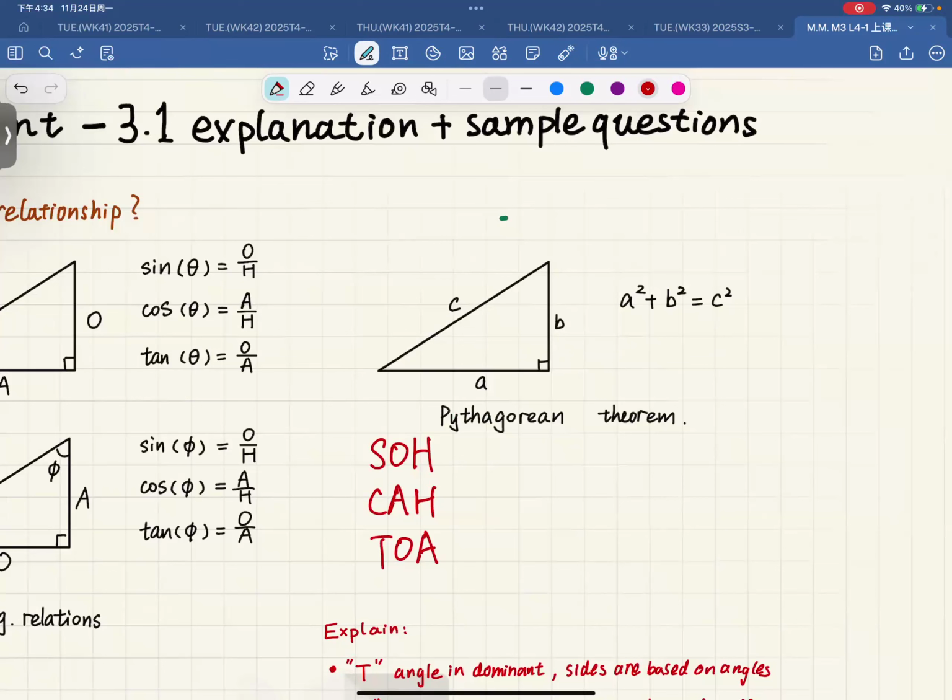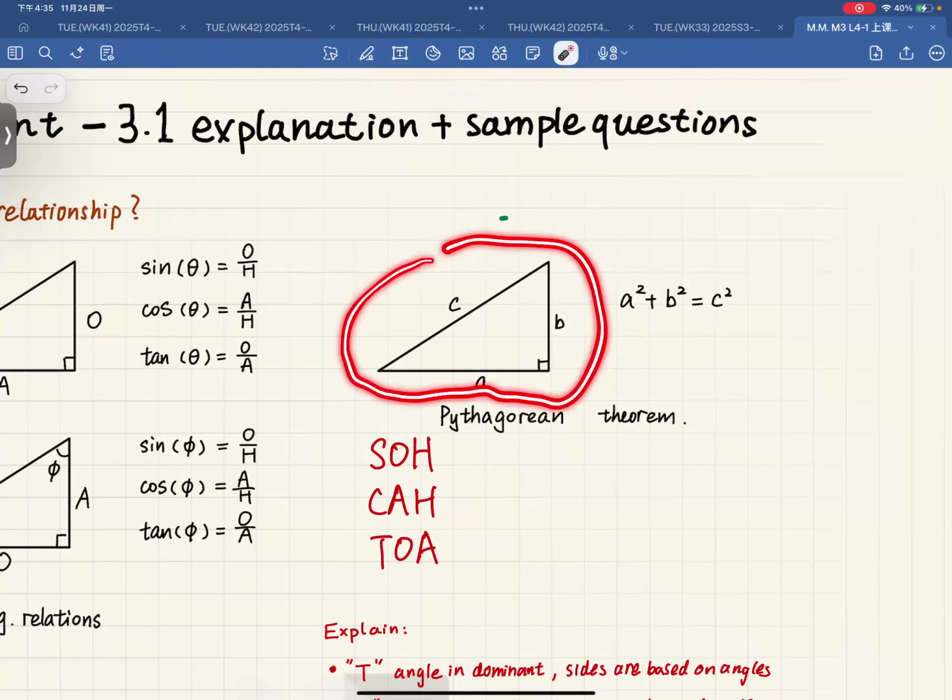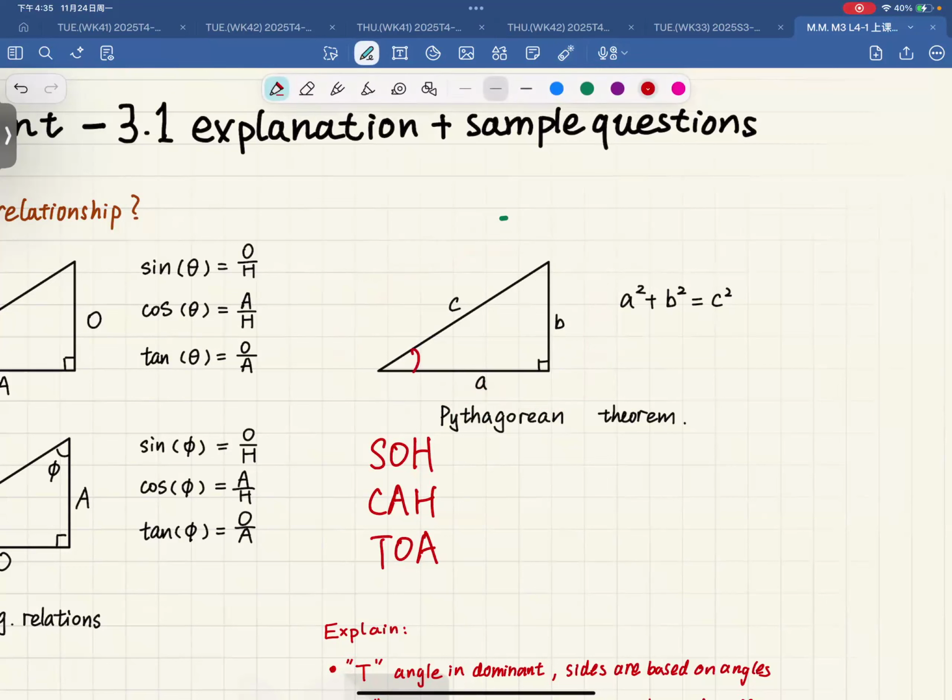Now, I have a question for you. We have this triangle, A, B, and C. If I define this angle as theta, could you tell me sine theta is equal to which side over which side? Opposite over hypotenuse. So which one is opposite? B. So it's B over C, right?